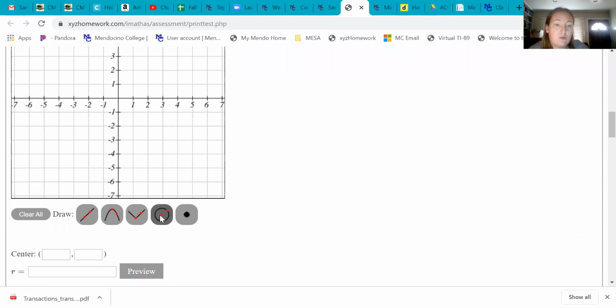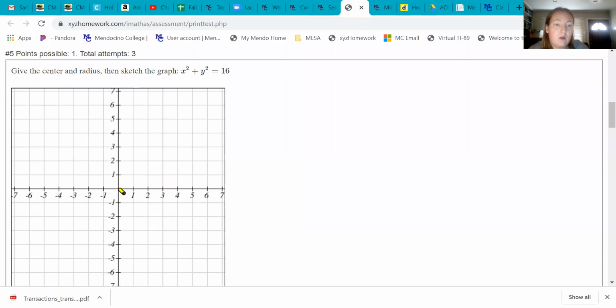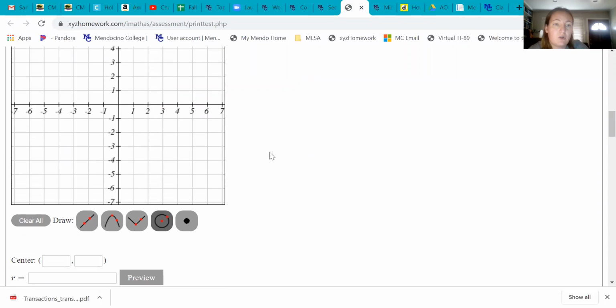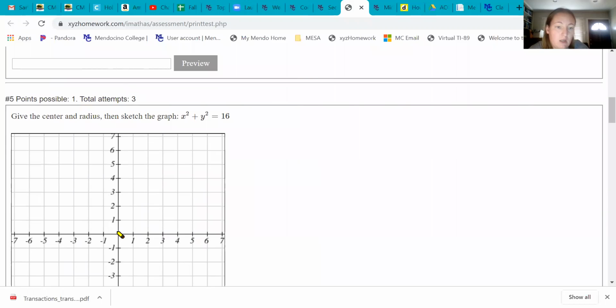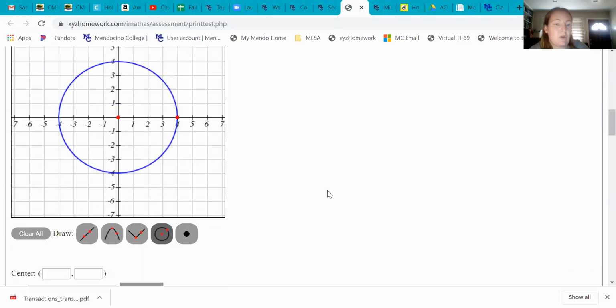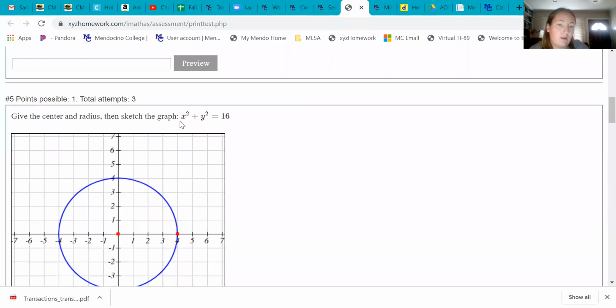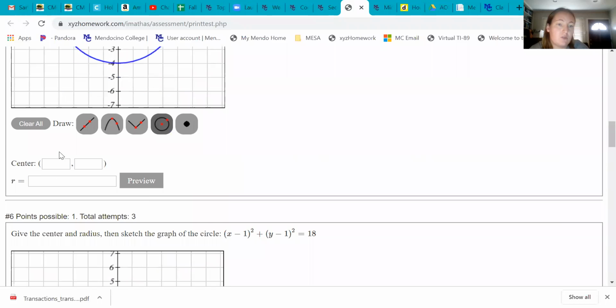You're going to use the circle tool. You're going to go to the origin, as this shows, origin and some point on the circle. So I'm going to go to the origin. And then since the 16 is your radius squared, your radius is 4. So I'm just going to go out to the 4, click down, and there's my circle. And then they ask you for the center and radius. So 0, 0, and the 4 that you use to graph.